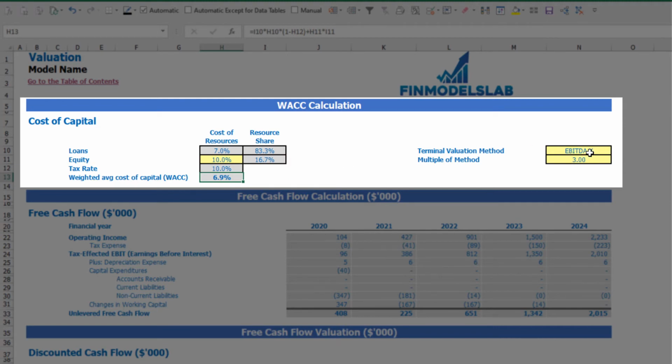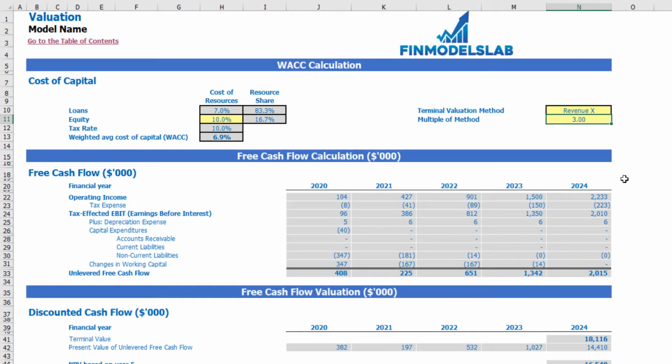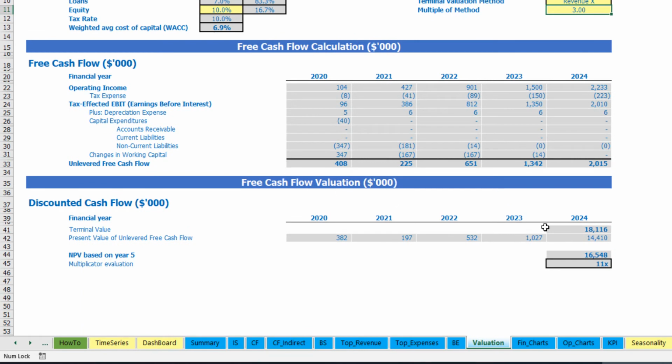In the valuation model there is 2 valuation methods, which is EBITDA multiple and revenue multiple. You may select one of them, and below you may input multiple of methods. Based on this information we can see terminal value, which is calculated on unlevered free cash flow. You may see the present value of unlevered free cash flow, NPV, and multiplicator evaluation for this particular company.